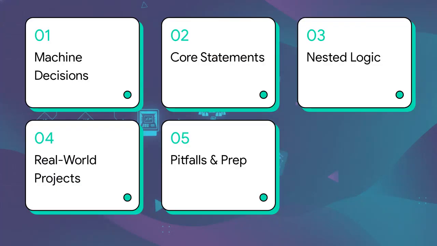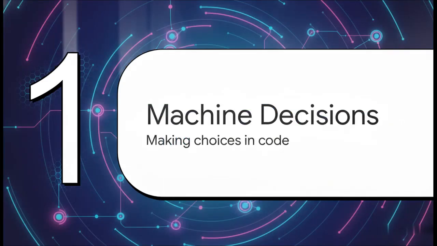So here's our roadmap. First, how machines make decisions. Then, core Python conditional statements. Next, going deeper with nested logic. After that, building real-world projects. And finally, pitfalls and interview prep. Let's jump right in. Starting with Section 1, How Machines Make Decisions.